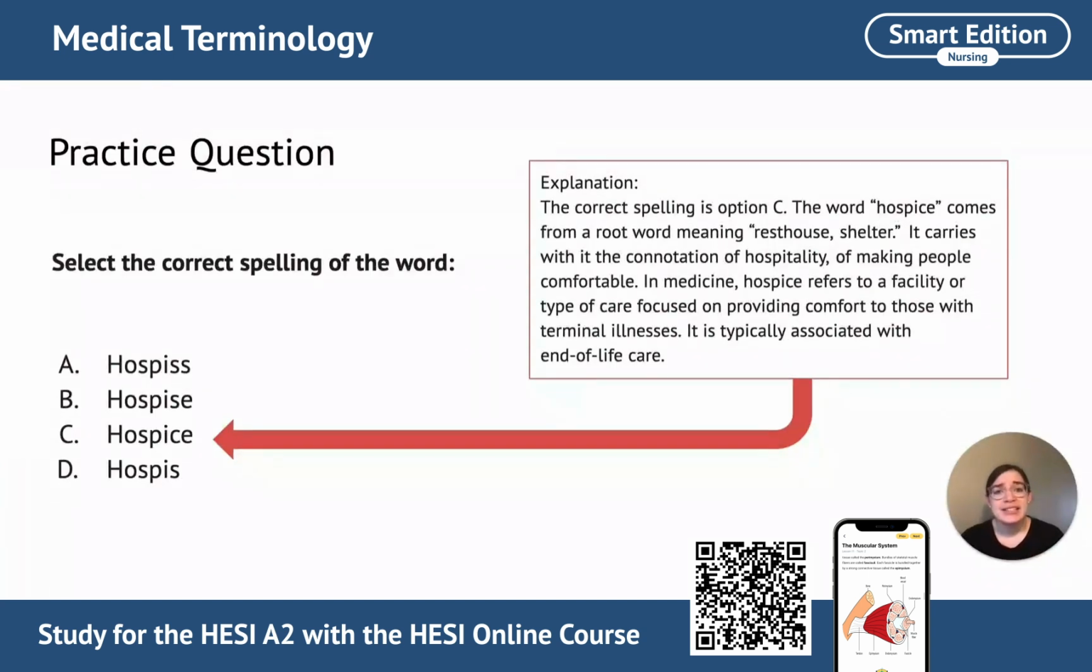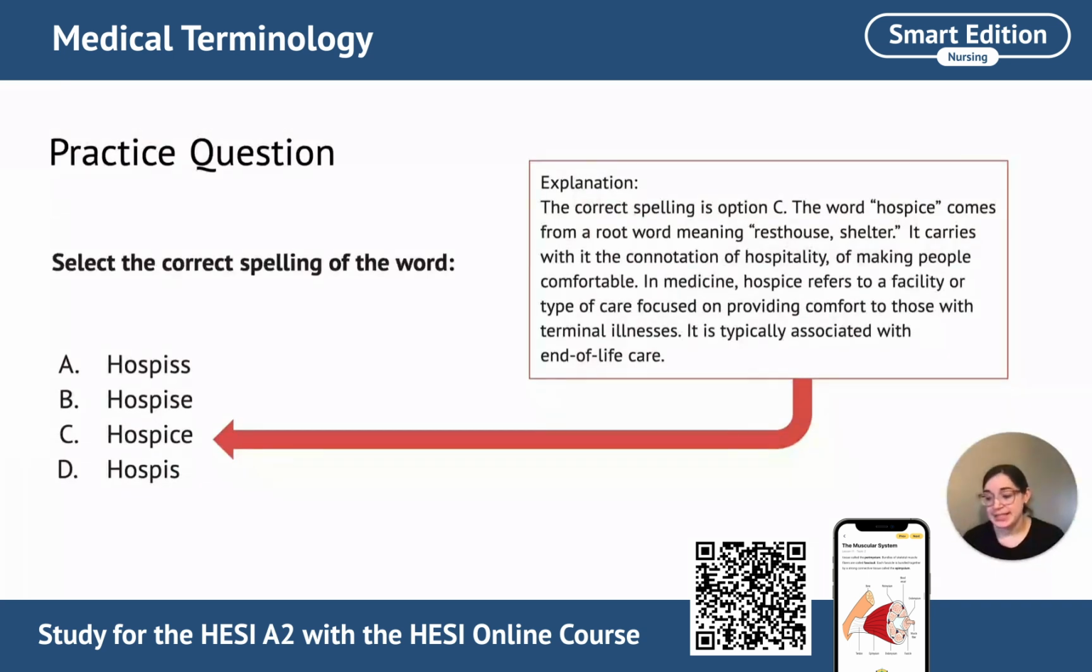So this carries with it the connotation of hospitality, of making people comfortable, of helping them rest. So in medicine, hospice refers to a facility or a specific type of care that's focused on providing comfort specifically to those with terminal illnesses, or those who are at the end of their life. So it's associated with end-of-life care. It's also called end-of-life care.